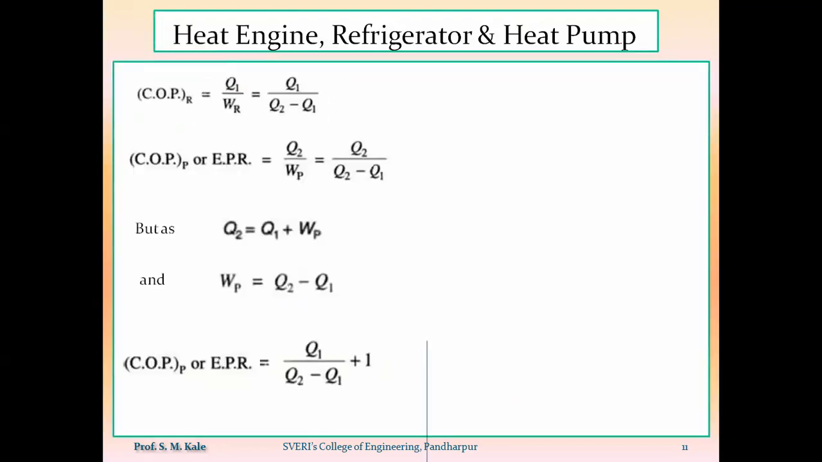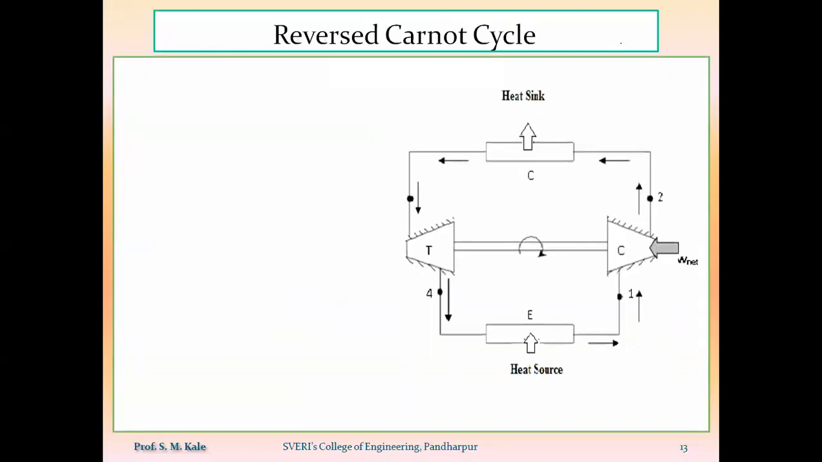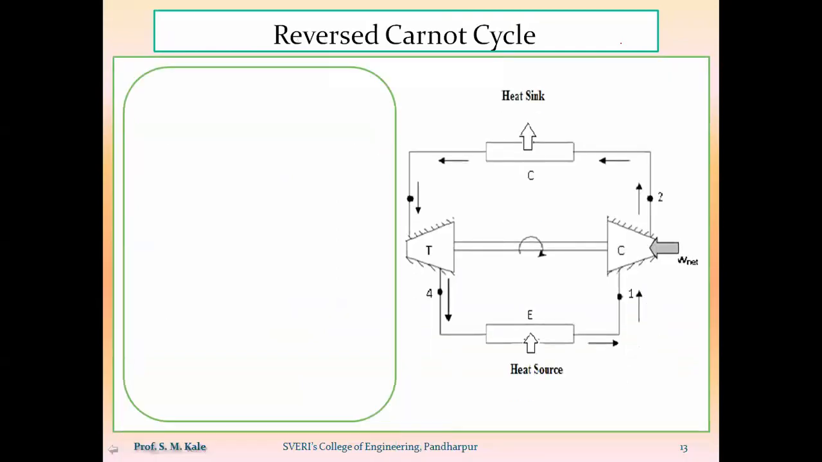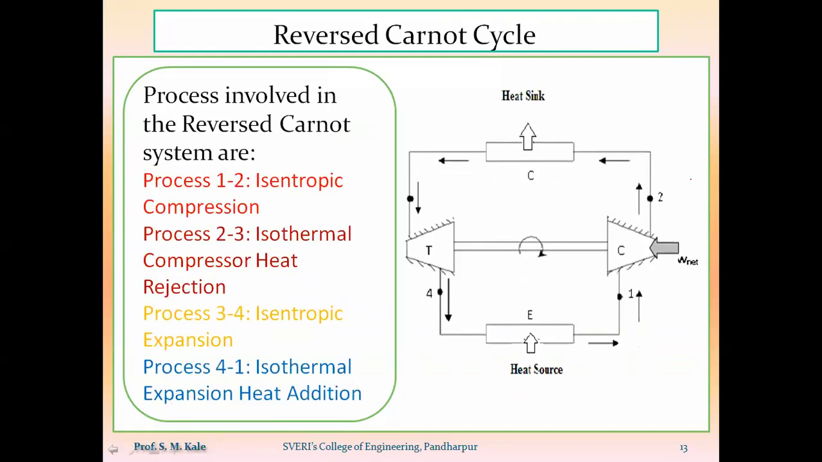So the practical limitations are, as we know, the reverse Carnot cycle consists of 4 processes. Out of that, 2 are isentropic and 2 are isothermal. So during process 1 to 2, this is the isentropic compression process.